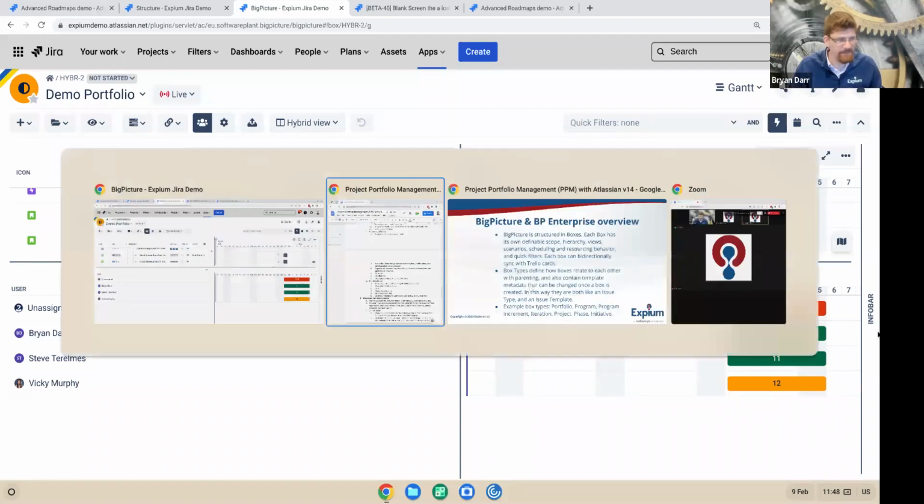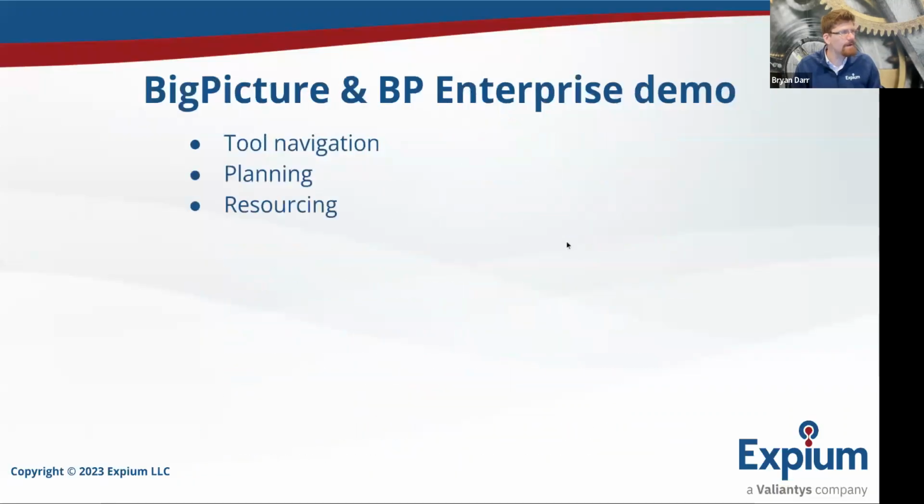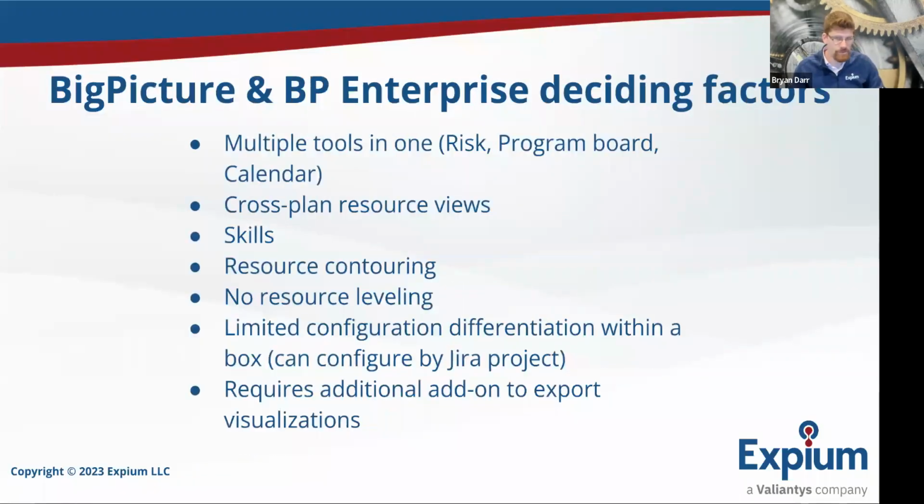All right, so what are the deciding factors for Big Picture? You have multiple tools to start with: risks, program boards, calendars, and of course, Gantt charts. You can do cross-plan resource views, which is important to companies that do individual resource planning and skills assignments. You also have skills. You can do resource contouring, but not resource leveling.